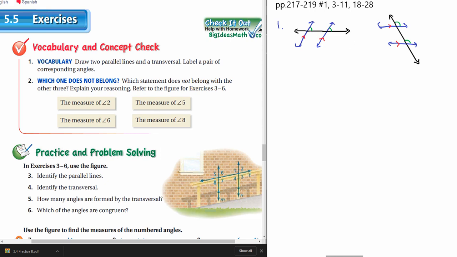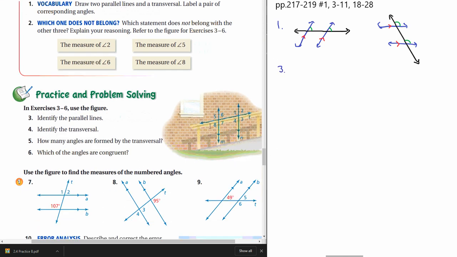All right, let's go on to number 3. In number 3, it says identify the parallel lines. The parallel lines are M and N, so I'm going to say lines M and N. Let me just type that out. Lines M and N are parallel.